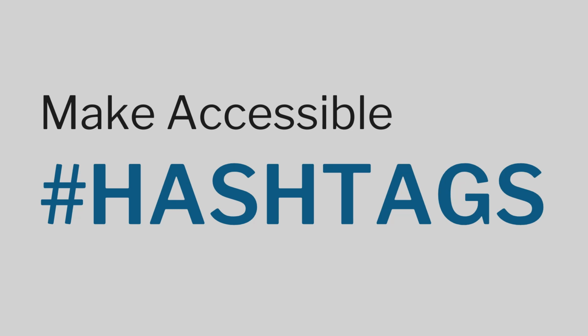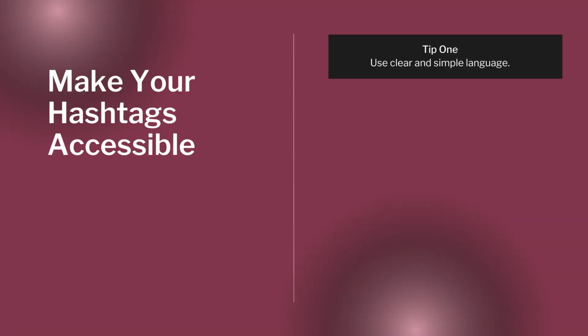So now let's get into what you all came here for. Let's learn how to make hashtags accessible. This is going to be super simple and it will become second nature. Once you know how to do it, it will be the easiest accessibility task that you can accomplish and do today. Number one for making accessible hashtags is to use clear and simple language.